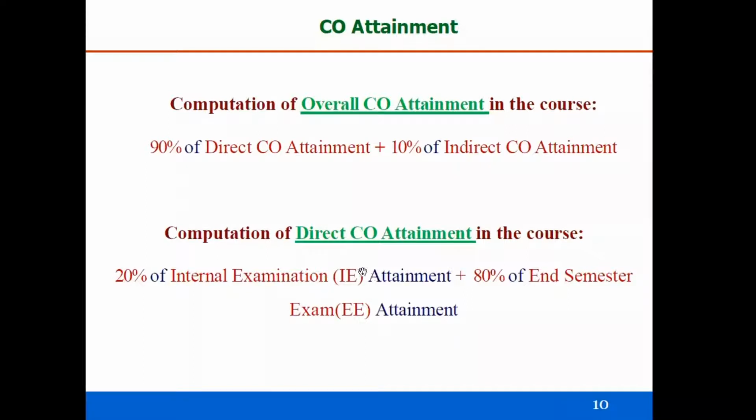After direct CO attainment is computed, we have to compute indirect attainment. After indirect attainment is done, you calculate overall attainment using 0.9 into the direct CO value plus 0.1 into the indirect CO value. That is the overall CO attainment of a particular course.